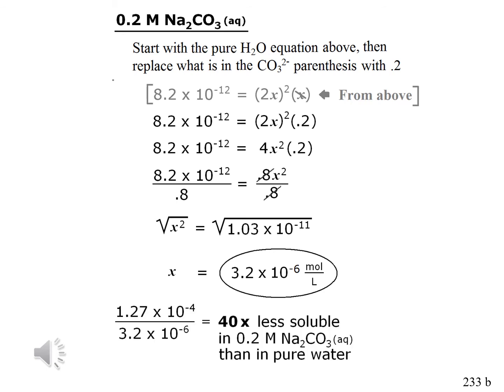If you divide the solubility in pure water by the solubility in the common ion, you find out that silver carbonate is 40 times less soluble in the common ion than in pure water. 40 times is not as big as 79 times, but it's still a significantly less solubility.